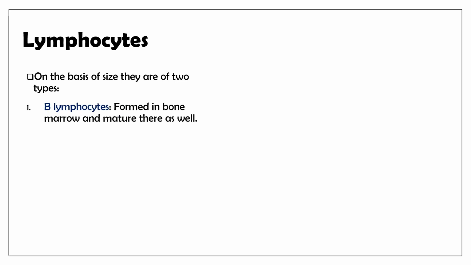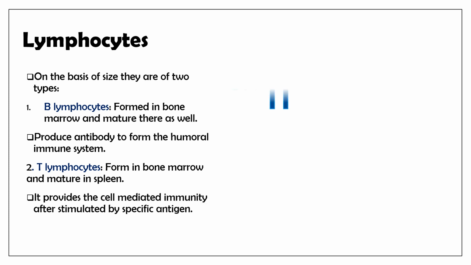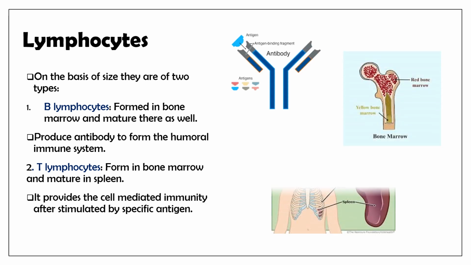If we talk about types of lymphocytes, there are two types. First is B lymphocytes, which are formed inside the bone marrow and also mature in the bone marrow. And if we talk about T lymphocytes, these are formed in the bone marrow, but they mature in the thymus. That's why it is known as T lymphocyte. There's a mistake over here, please ignore that.